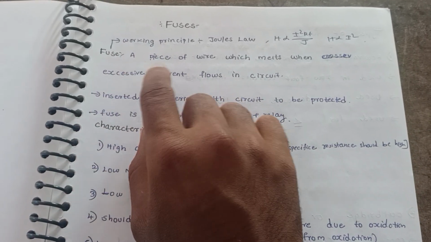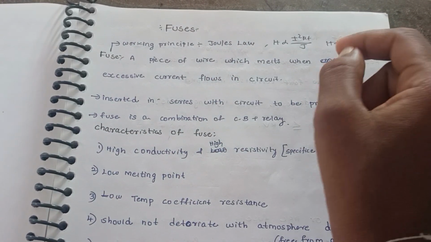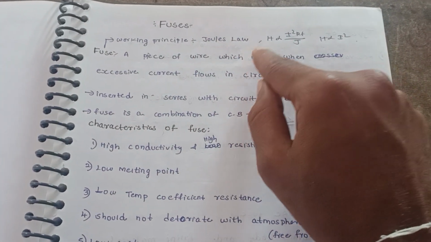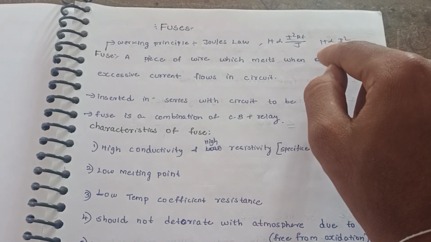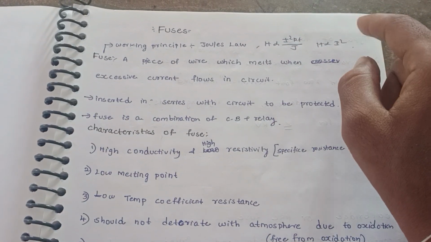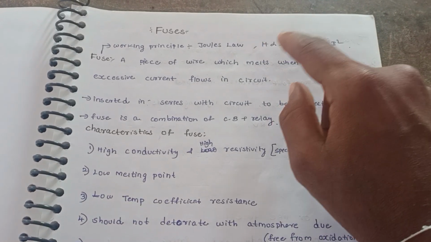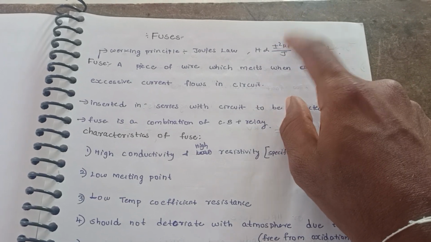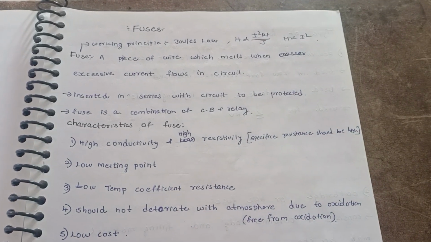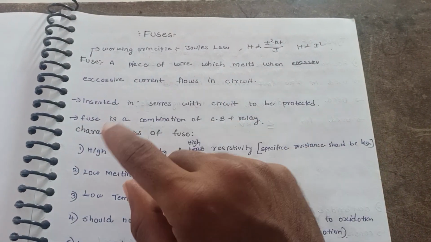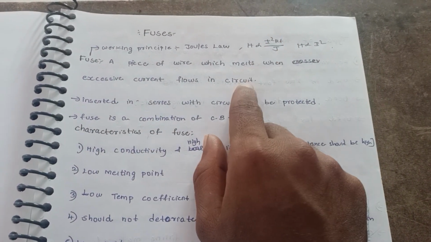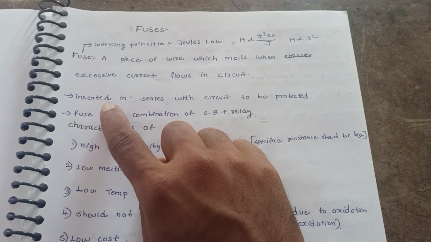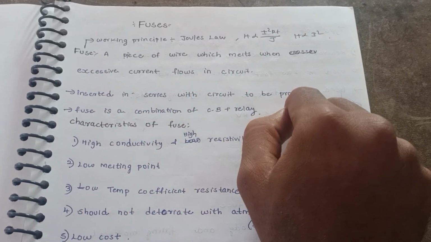A fuse is a piece of wire which melts when excessive current flows in the circuit. The working principle of the fuse is Joule's law: heat is directly proportional to I squared R T by J, that is, to current squared, resistance and time, divided by Joule's constant. When excessive current flows through the piece of wire, it melts, so the circuit is opened. The fuse is inserted in series with the circuit.